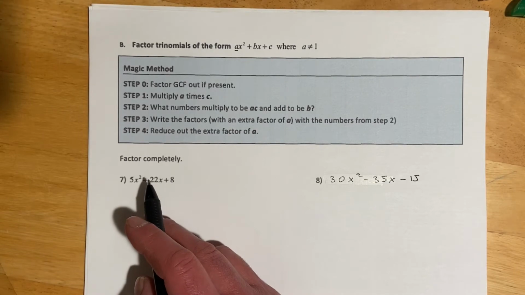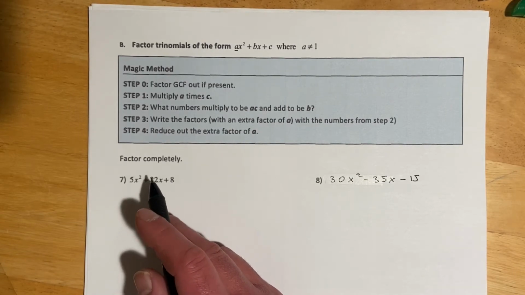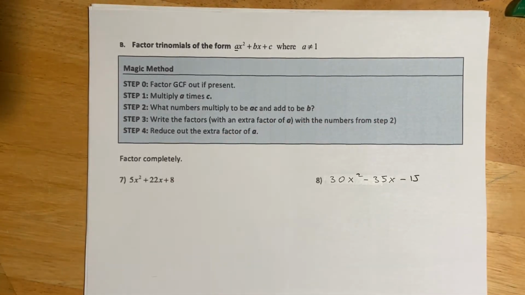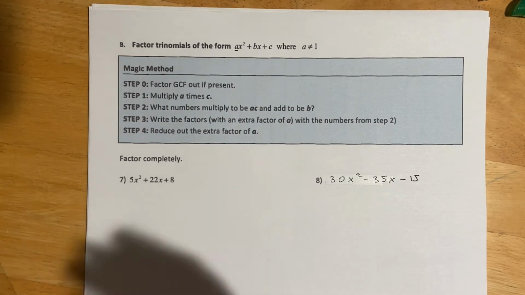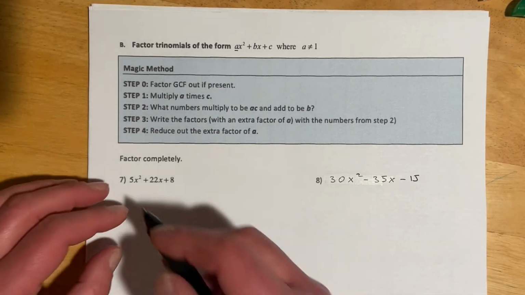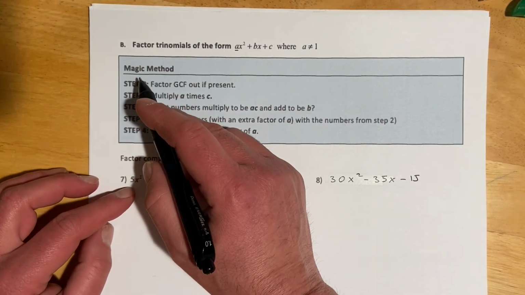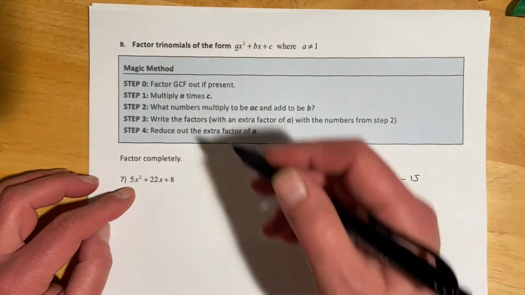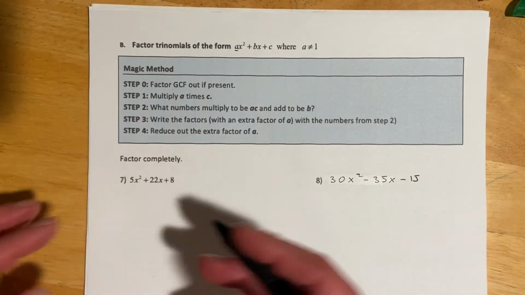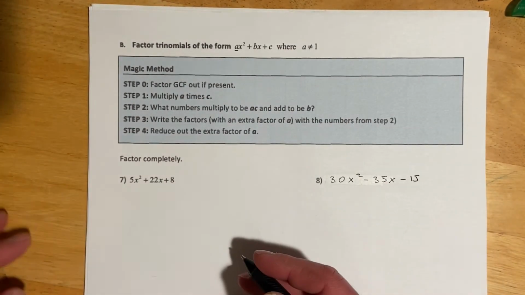I have things I like about both versions and things I don't like as much about both versions. So pick the one that makes the best sense to you and then use that. For both of these, this one's going to be the magic method, the next one will be the AC method. Some books will also call that factor by grouping, because the last step of the next one is grouping.